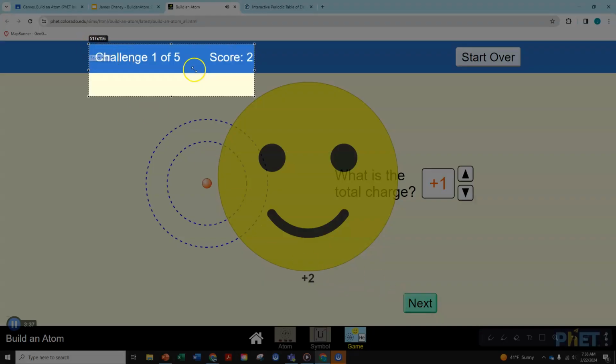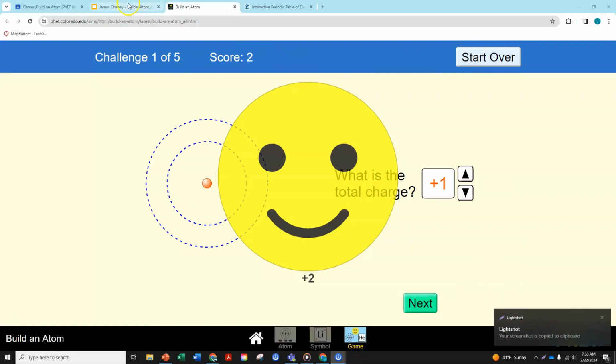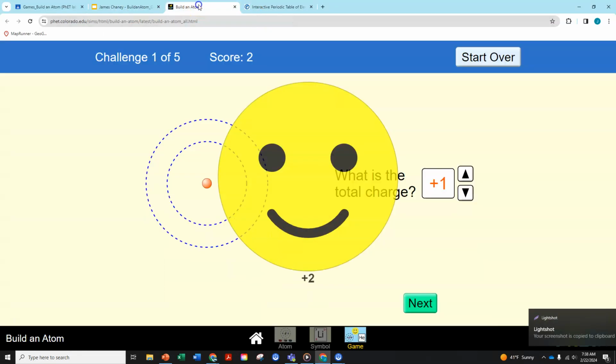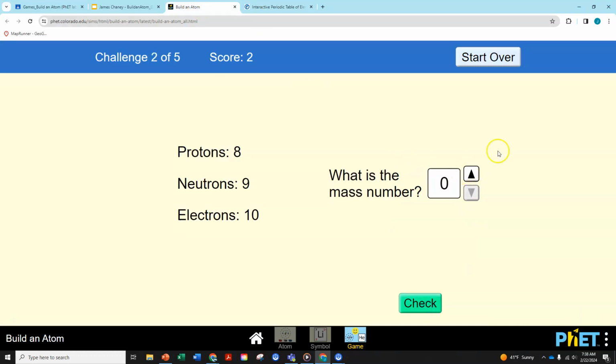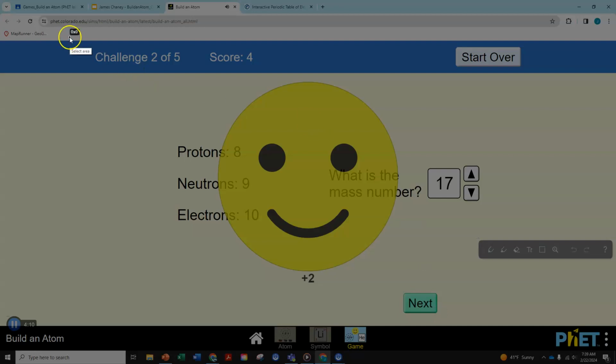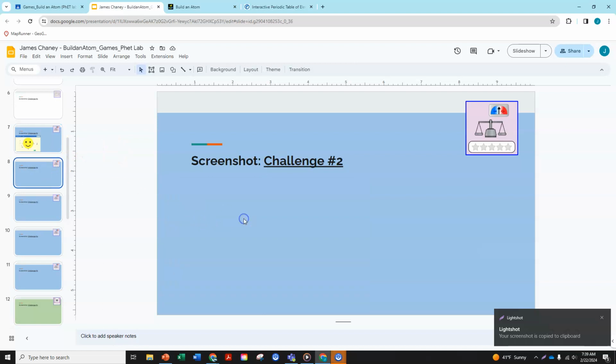We get our screenshot, and we copy paste just like so. Go back over to our slides, and this is challenge 1 of the second game. Put that right there and move on to a second question, and it's all numbers like this. So it says, what is the mass number? Mass number is going to be protons plus neutrons, because the mass comes from the things that are in the nucleus. All right, so protons plus neutrons, 8 plus 9, 17. So we're going to put this up to 17, and we're going to check it, and we're going to get our screenshot, make sure it says challenge 2 of 5, copy over to our slide deck, and paste.